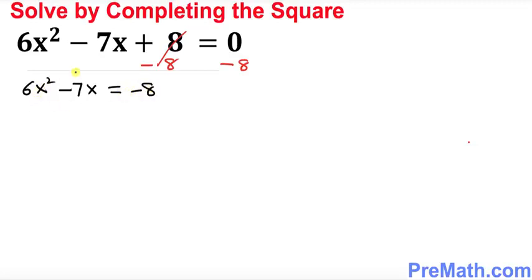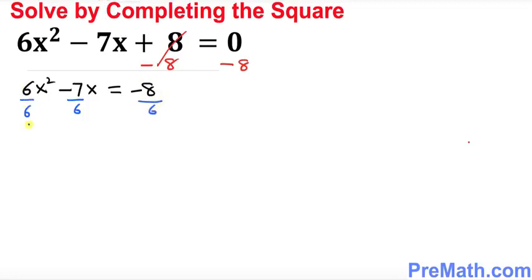So far so good. The next thing we want to do is make sure that our leading coefficient, which right now is 6, must be 1. So whatever the leading coefficient is, you must divide all the way by that number, by 6. So in order to get 1, we're going to divide by 6.